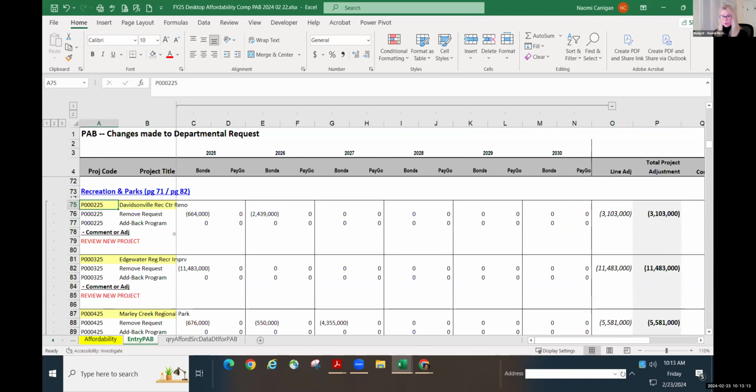Not to my knowledge. This is a new capital project, and this is the first year it's being requested. So I don't believe there is any funding other than county support on this one. 100% county.